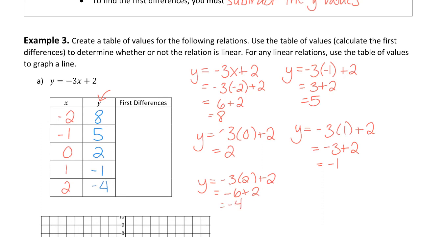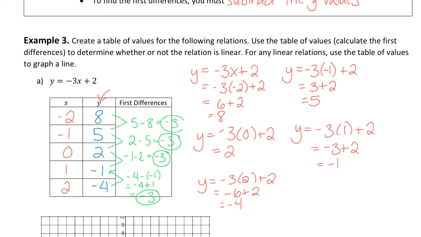So my next step is to do those first differences. So I start at the bottom. Here I have -4 minus -1. So remember, this is -4 plus 1. So I get -3. My next one is -1 minus 2. That's -3. My next one is 2 minus 5. That's -3. And my next one is 5 minus 8, which is -3.